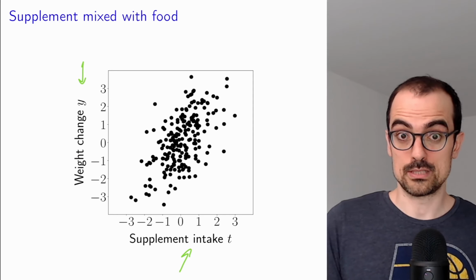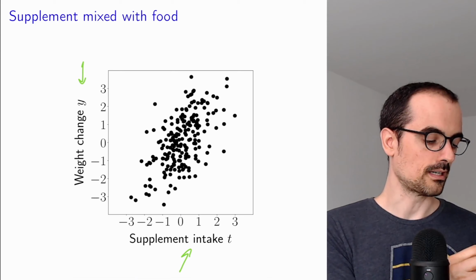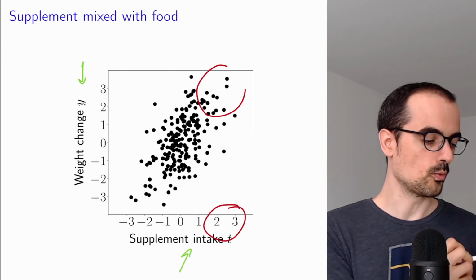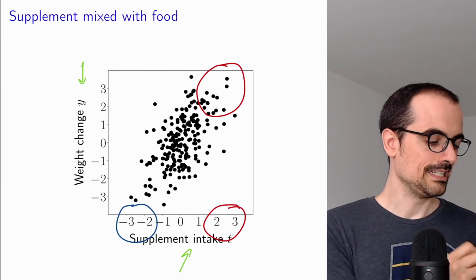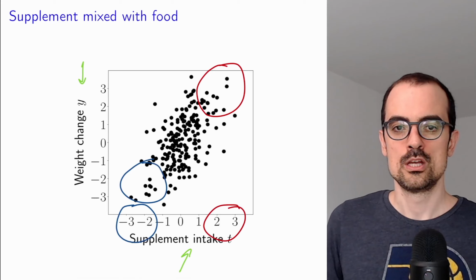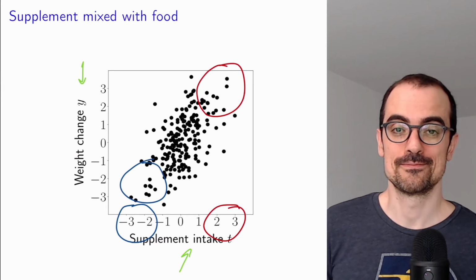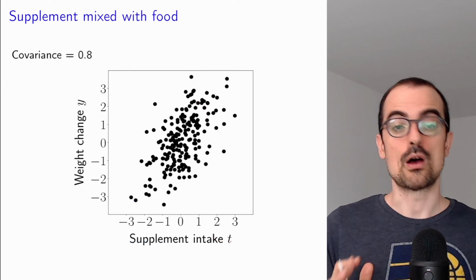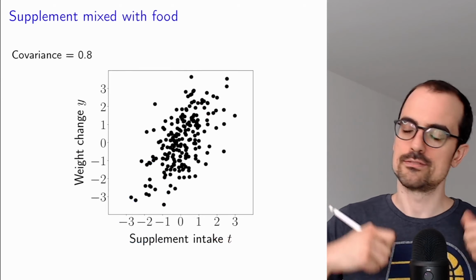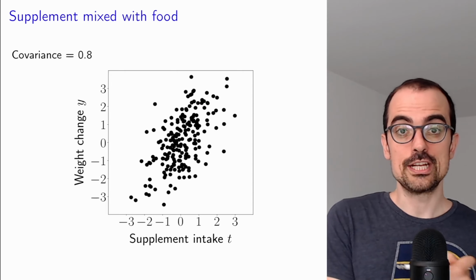And what the people in this guinea pig rescue see is that the guinea pigs that are eating more supplement gain more weight, and the guinea pigs that are eating less supplement gain less weight. So they say, it looks like the supplement is working. But just in case, they continue and the covariance is 0.8. So there's very strong correlation between the supplement intake and the weight change.